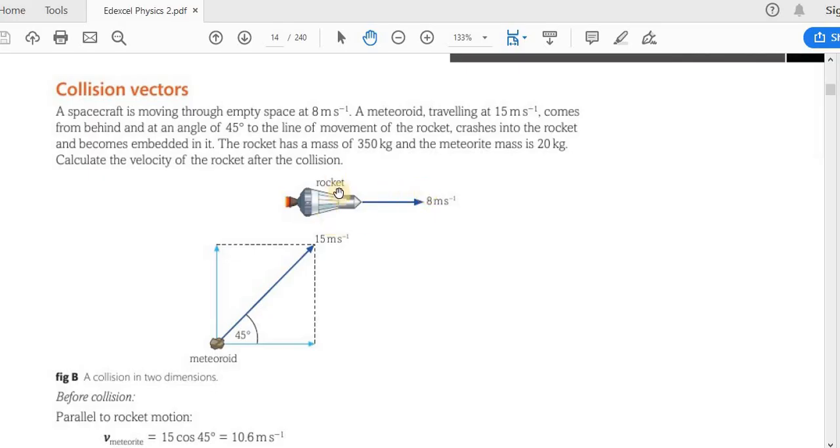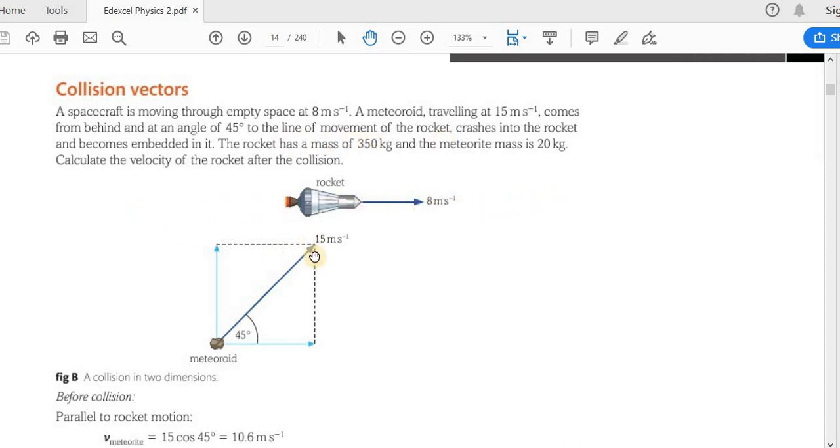Okay, when you are drawing these diagrams, you don't need to draw it like this. You can just draw one circle for the rocket and another circle for the meteoroid. Also, you can see a meteoroid traveling at 15 meters per second. It's indicated in the diagram that it comes from behind at an angle of 45 degrees to the line of movement of the rocket. This is the line of movement.